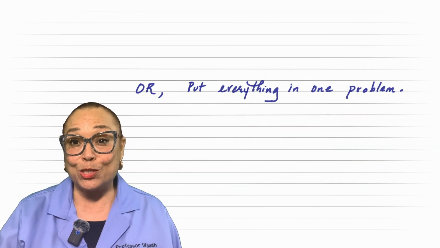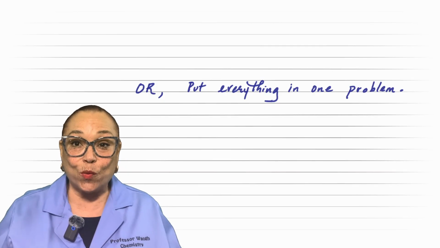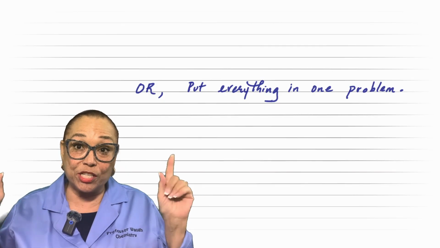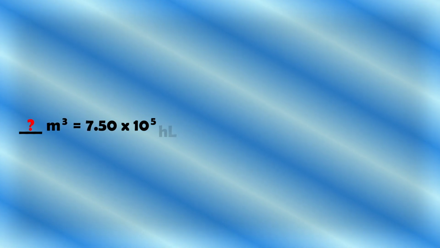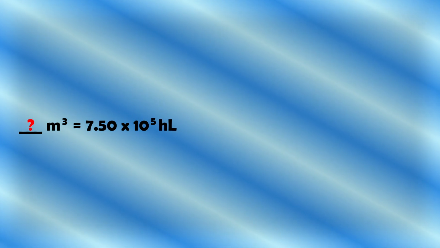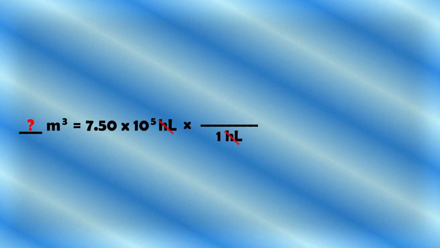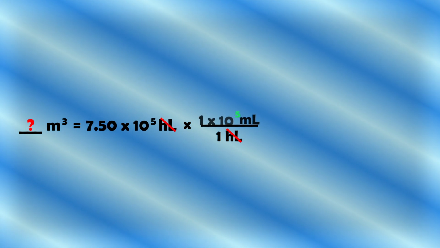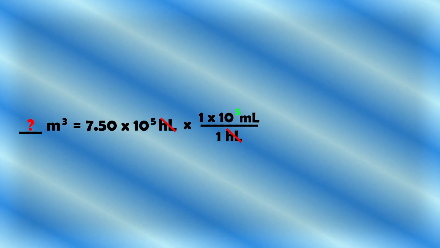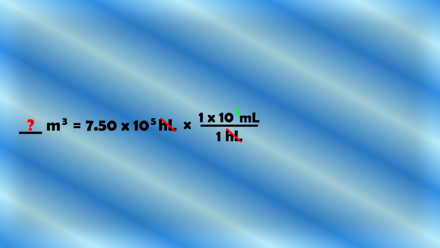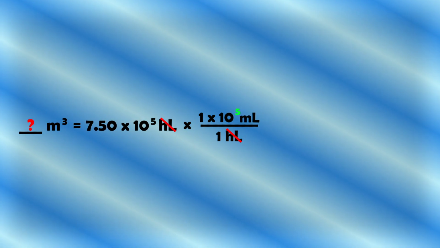So now let's do it the way I like it, where we do just one long equation and be done with it. We start off with question mark cubic meters is equal to 7.50 times 10 to the 5th hectoliters. Then in step 1, we put the hectoliters in the denominator, cancel it out, and put the 1 times 10 to the 5th milliliters in the numerator.